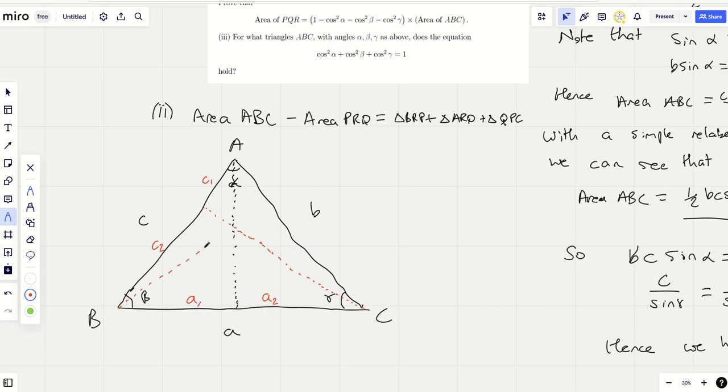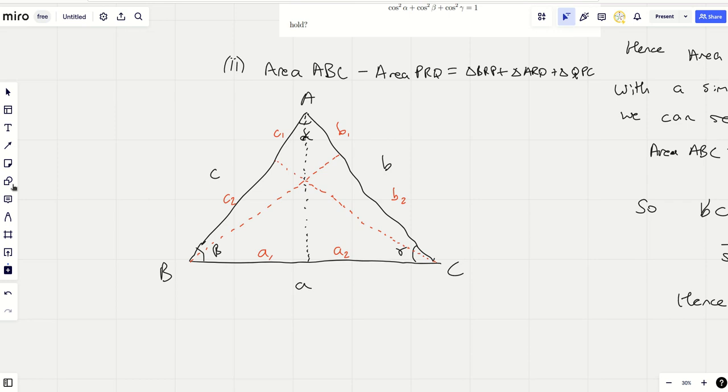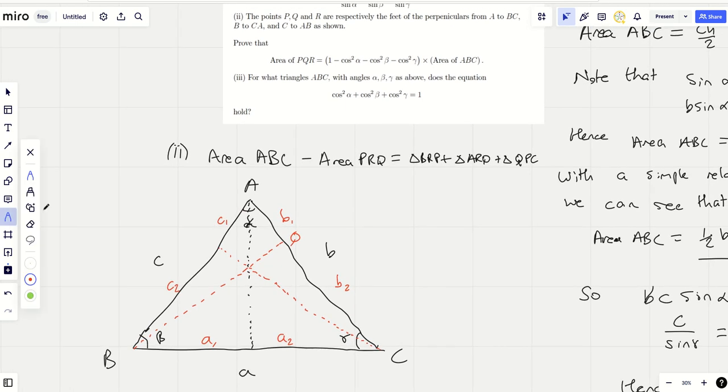Okay, let's drop a perpendicular. This is going to be B1 and this is going to be B2. So I'm going to say, and we already know those letters. What are they? Q, P, and R. So this is Q. This is P. Where was P? And this is R.